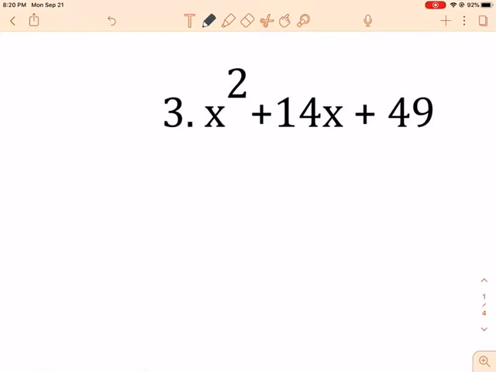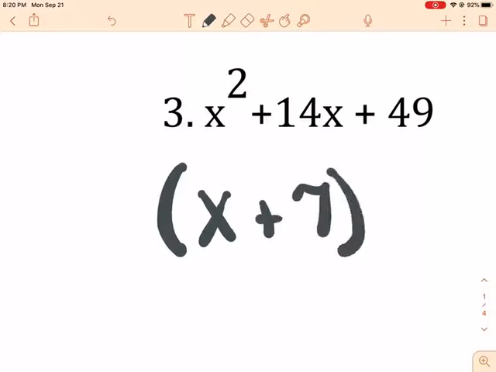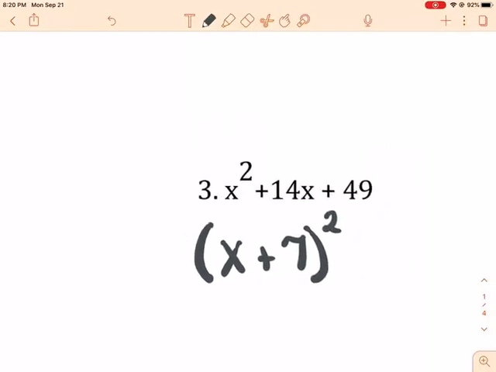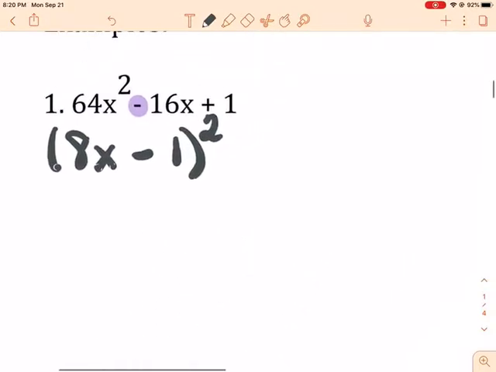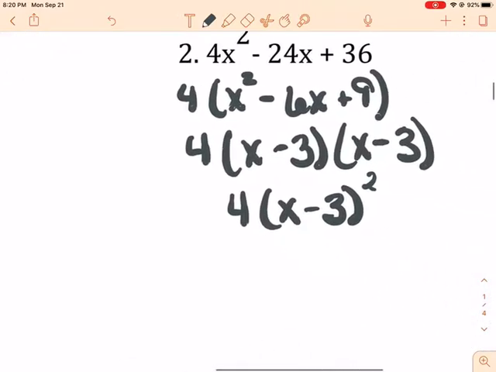Is this a perfect square trinomial? First term perfect square? Yep. Last term perfect square? Yep. Is the middle term 2 times their square roots? Yep. So we're going to go x plus 7, because that's the square root of 49, quantity squared. All right, pause the video and see if you can do the next two. All right, let's check you out here and see how you did.